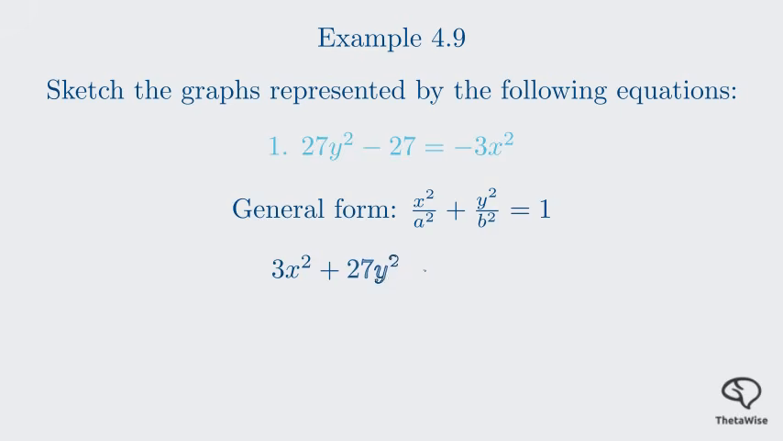This will give us 3x squared plus 27y squared minus 27 equals 0. Next, we need to isolate the constant. We do this by adding 27 to both sides. This results in 3x squared plus 27y squared equals 27. We're halfway there. We have the x and y terms on one side and the constant on the other.